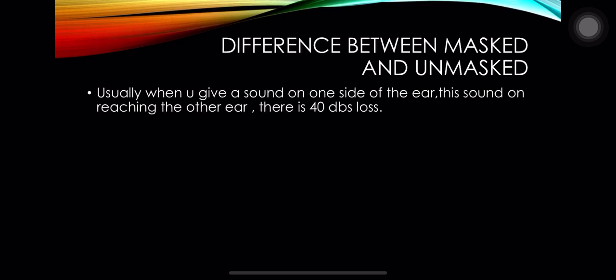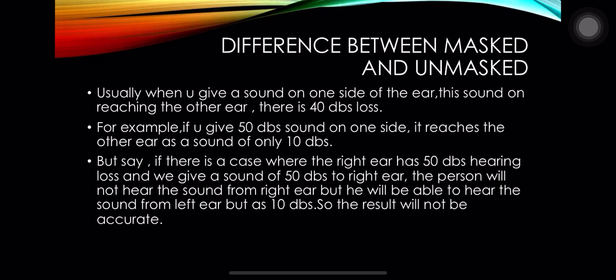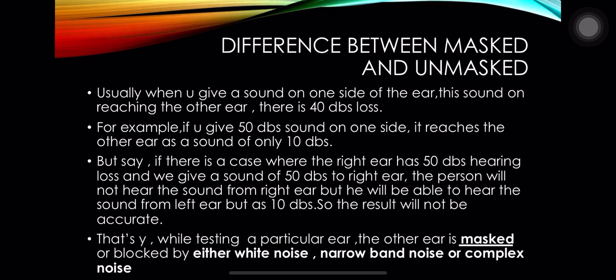Usually when you give a sound on one side of the ear, on reaching the other ear, there is 40 decibels loss. For example, if you give 50 decibels sound on one side, it reaches the other ear as a sound of only 10 decibels. But say there is a case where the right ear has 50 decibels hearing loss and we give a sound of 50 decibels to the right ear. The person will not hear the sound from the right ear, but he will be able to hear the sound from the left ear, though at 10 decibels. So the result will not be accurate. That's why while testing a particular ear, the other ear is masked or blocked by either white noise, narrowband noise or complex noise.